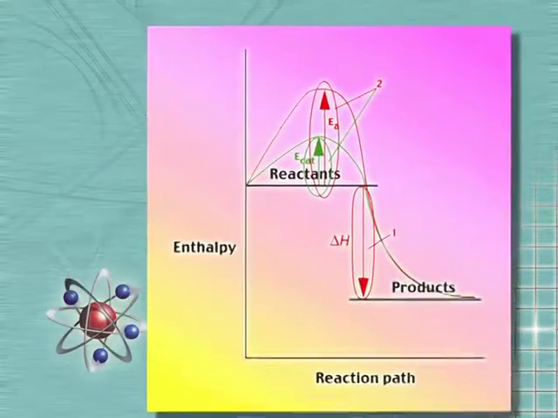The final factor we need to look at is the use of a catalyst. A catalyst alters the rate of a chemical reaction, but is chemically unchanged at the end of the reaction. It increases the rate by providing an alternative route for the reaction to take, which has a lower activation energy. Let's look at a reaction profile to show this.